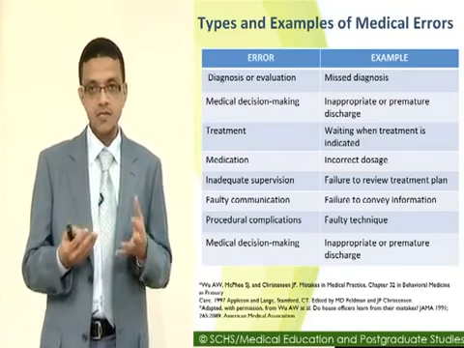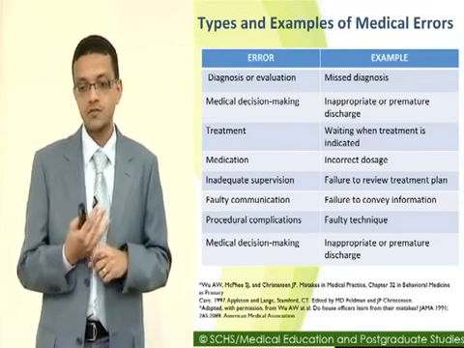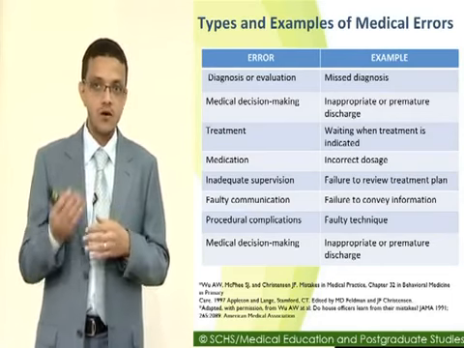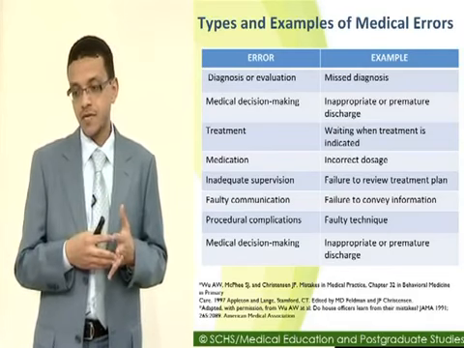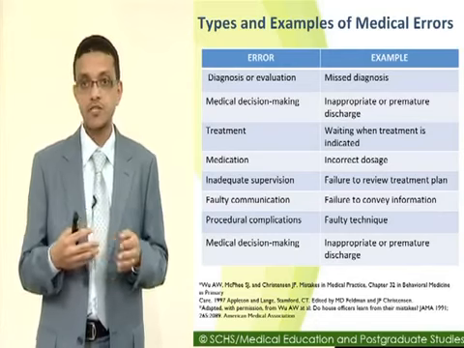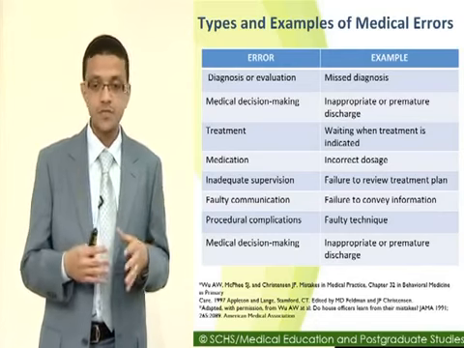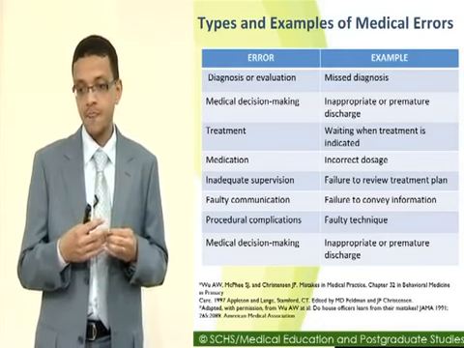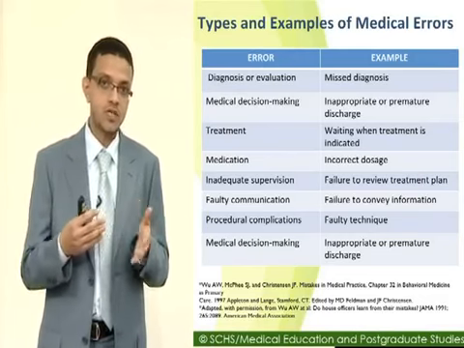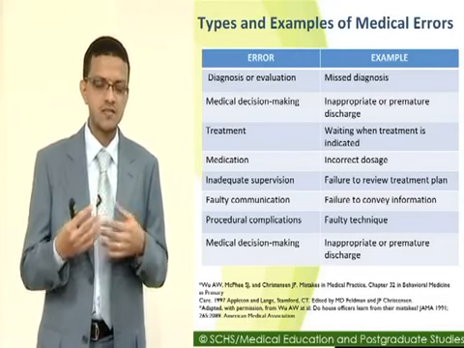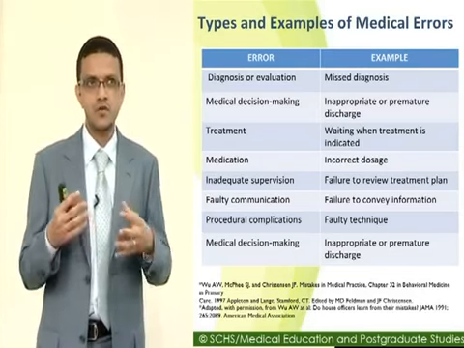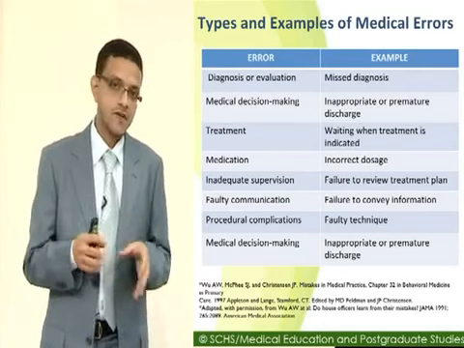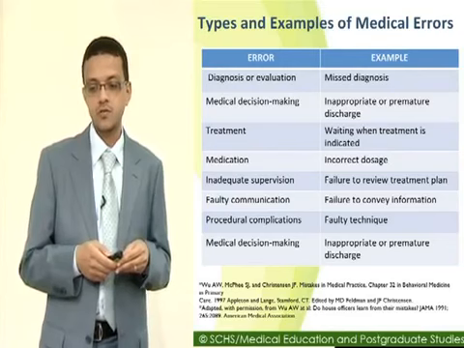So there are some types and examples of medical error. Medical error could be related to the diagnosis or evaluation, like misdiagnosis. You miss the diagnosis or you make a wrong diagnosis. Medical decision making: inappropriate or premature discharge. For instance, you discharge a patient before complete recovery. It could be medical error related to treatment, like waiting when treatment is indicated. Physicians in internal medicine have this slogan of wait and see, well, surgeons like open and see. Waiting is not always a good thing to do.